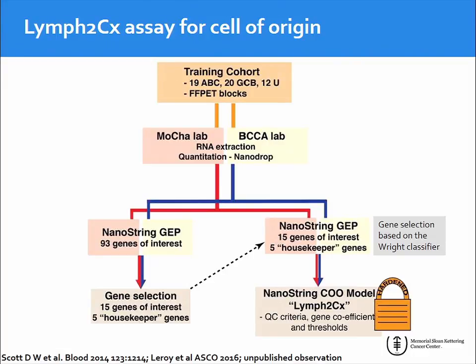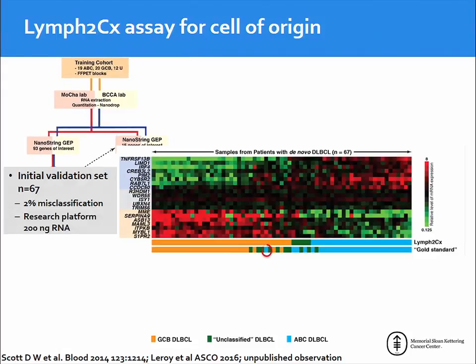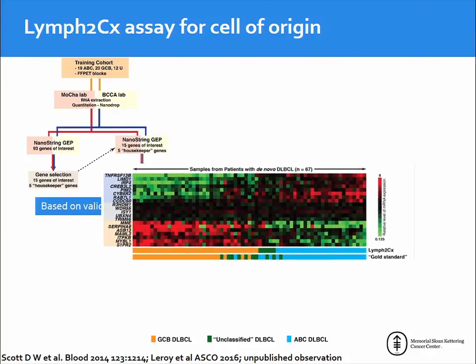And so the Lymph2Cx was developed in Vancouver using a technology called NanoString, which allows us to take RNA extracted from paraffin-embedded tissue and assay it. So the assay was developed. And you can see the gold standard is shown below, and there is one case by the Lymph2Cx, by this NanoString assay, that was misclassified in the original validation cohort. But you can see that there's tremendous correlation between the Lymph2Cx and the gold standard.